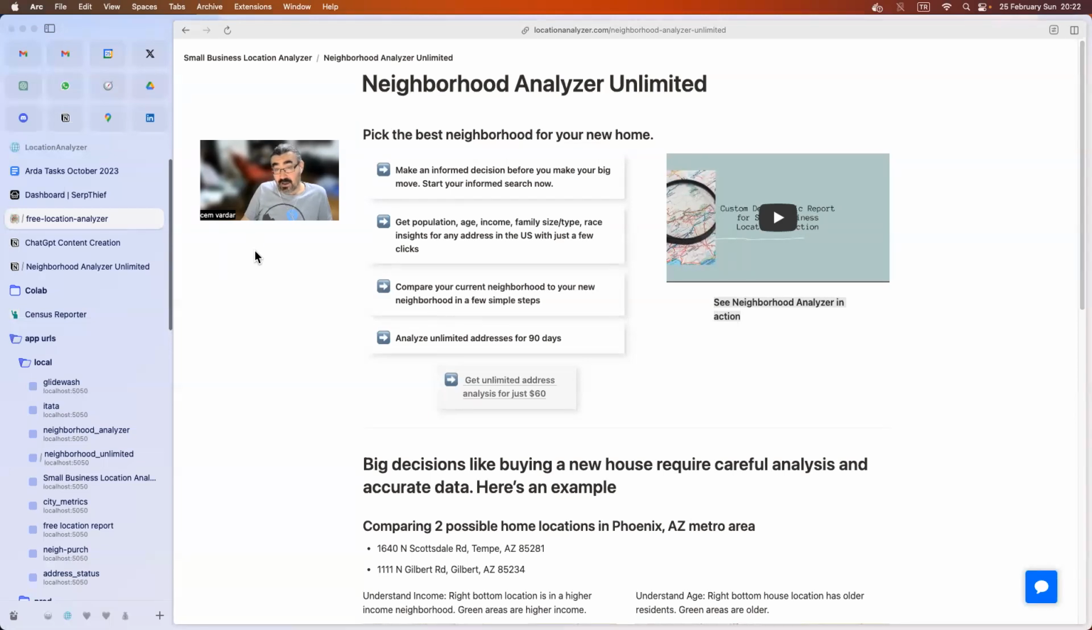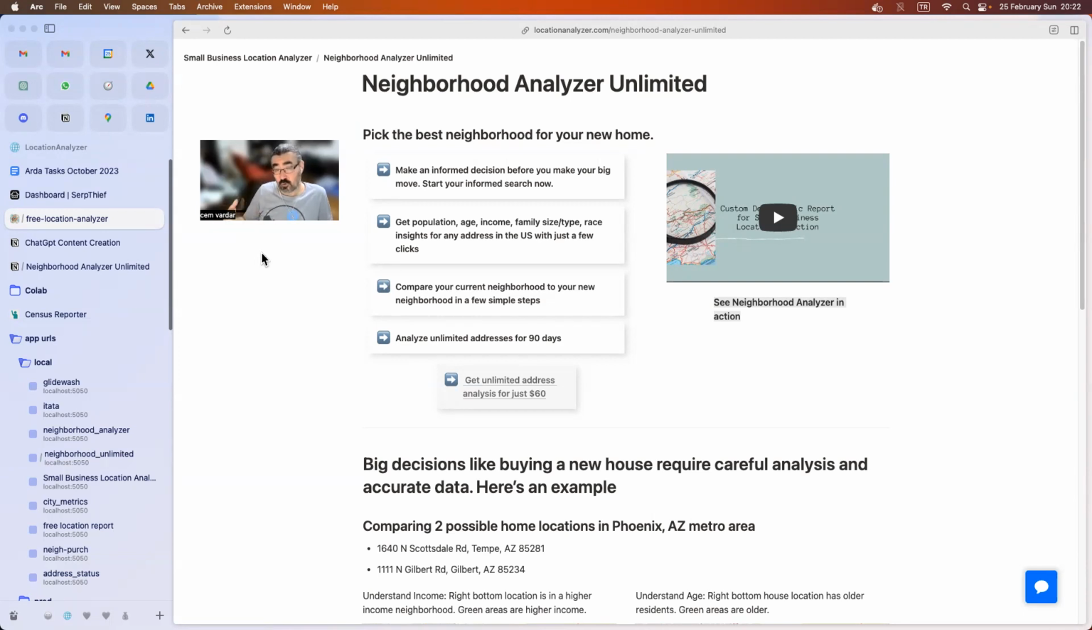So when you are buying a house, which is one of the most important financial decisions and also personal decisions that you make, you want to understand the demographic makeup of the neighborhood that you are going to move in, right? So you want to make an informed decision.